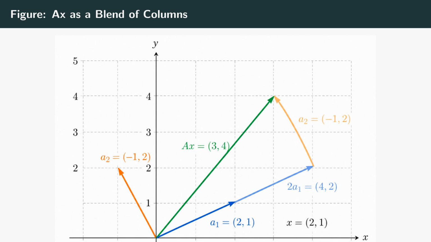We lay them tip to tail. The doubled blue arrow first, then the orange arrow starting at its tip, and we land at a final point. The bold green arrow from the origin to that point is A times x. Stare at this picture because it is the whole idea in one frame.